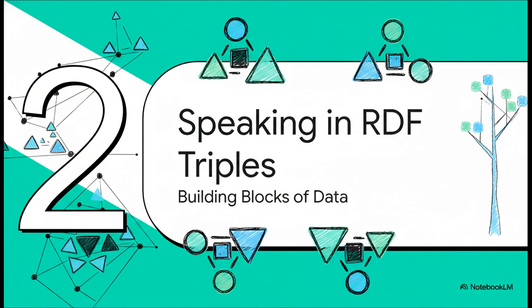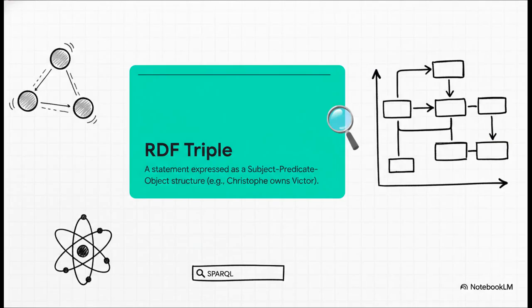So how do we talk to this giant web of data? Well, first, you've got to understand its fundamental structure. Everything, and I mean everything, is built on this really simple but super powerful format called the RDF triple. The best way to think of a triple is as the basic atom of meaning for the web of data. Every single fact, no matter how complex it seems, gets broken down into these simple three-part sentences. You have a subject, a predicate, and an object. That's it. Christoph owns Victor.